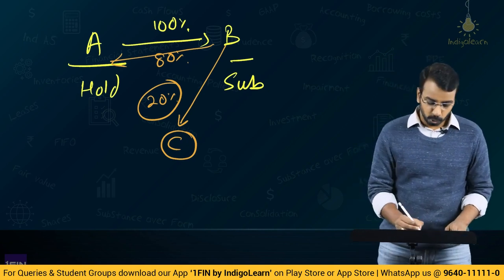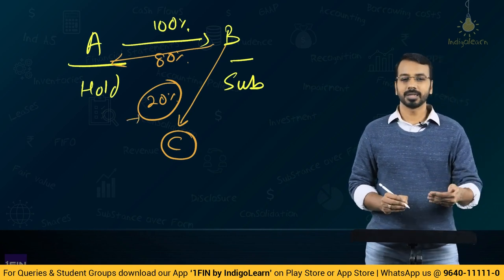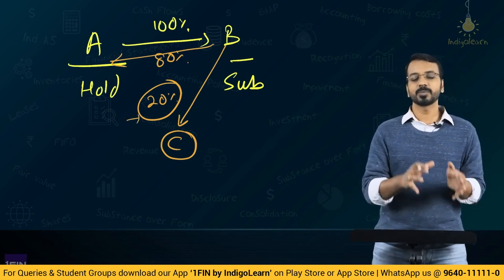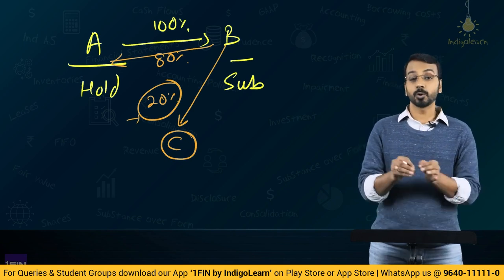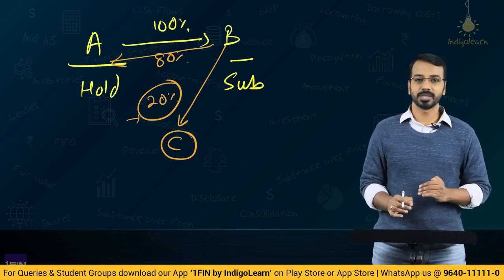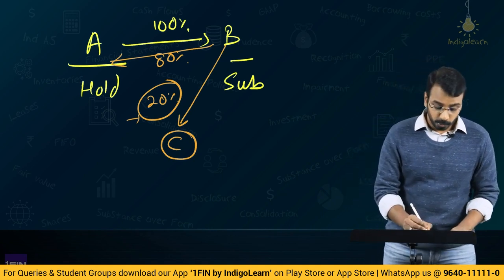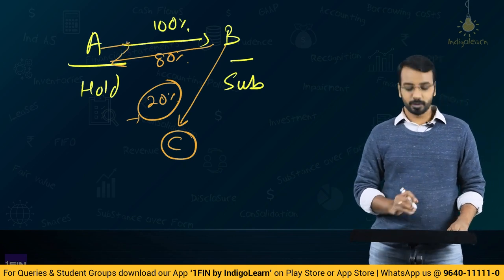Now tell me one thing, do we consider this sale of 20% to C as a disposal? See, in a way there is a sale, right? The investment in B Limited has been sold off to somebody else, that is C. So there is a sale, but do we call it a disposal of subsidiary? For that you need to answer one question, that is, does A still have control over B?